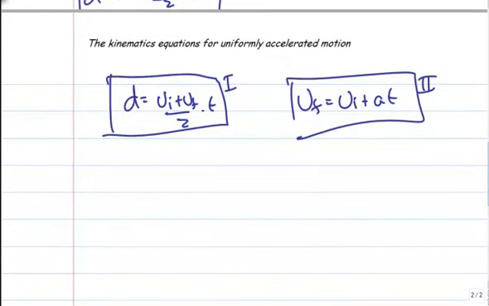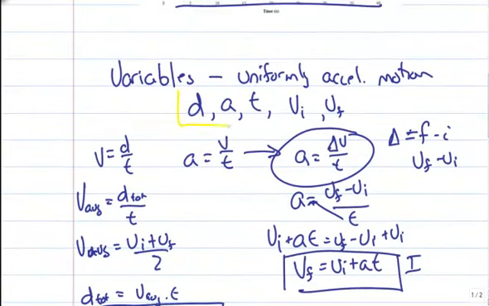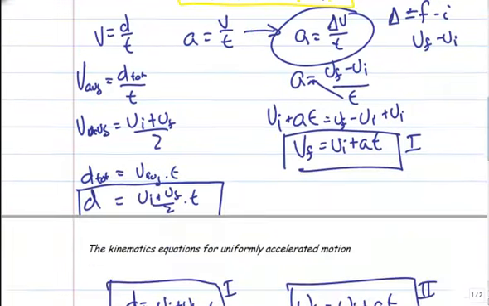Now, notice that this one involves four variables, right? D, VI, VF, and T. And this one here involves four variables. I'll put those in yellow, VF, VI, A, and T. So out of our 5 initial variables here, each one involved 4, but not necessarily the same 4. The first one didn't involve acceleration, okay? And the second equation didn't involve D.